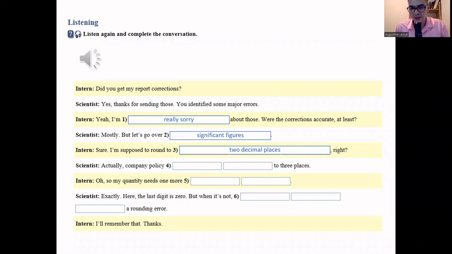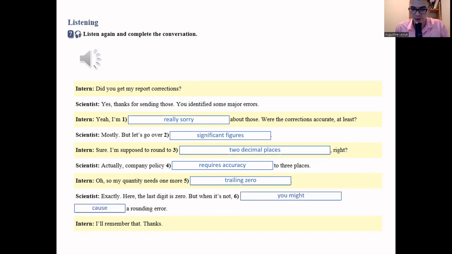Actually, company policy requires accuracy to 3 places. Oh, so my quantity needs 1 more trailing 0. Exactly. Here, the last digit is 0, but when it's not, you might cause a rounding error. I'll remember that. Thanks. So those are the answers. Now we're moving on to the next section.